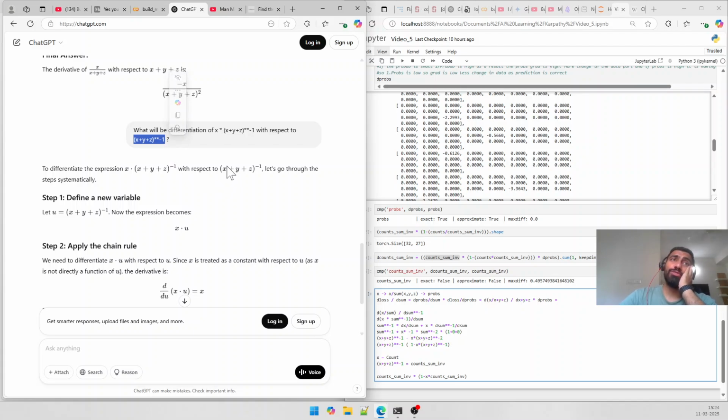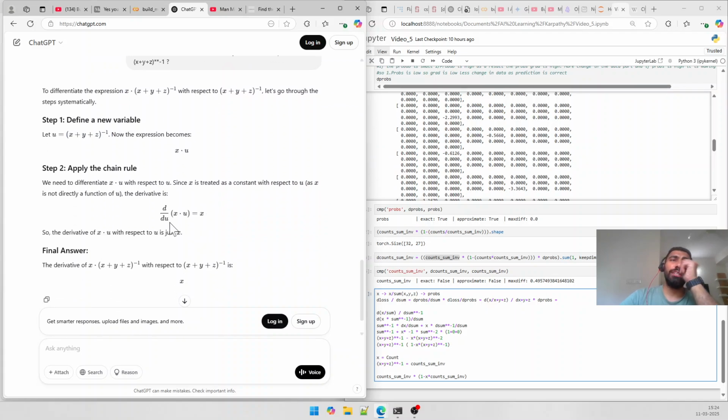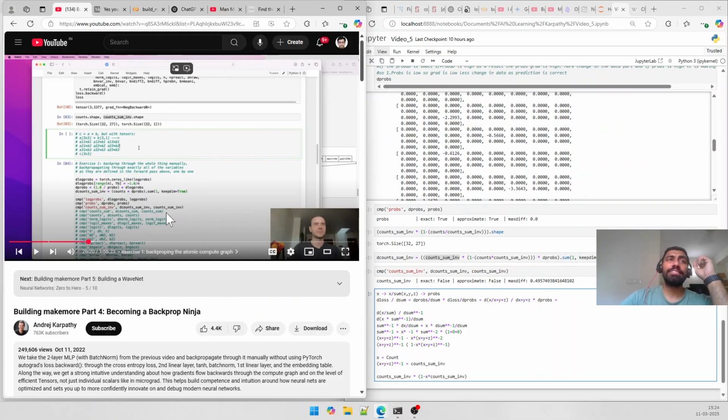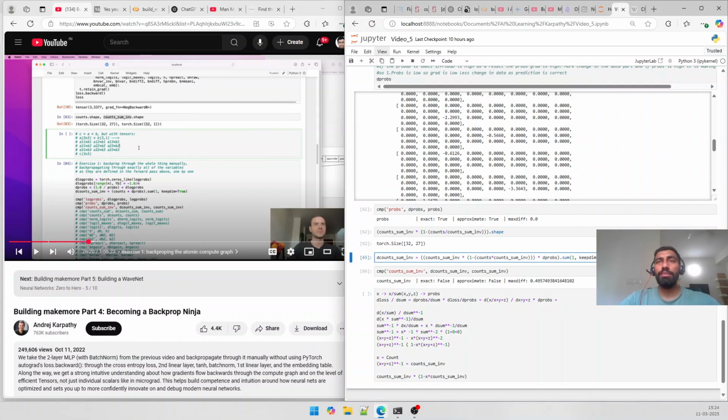What they did was they defined it as u, so x into u. Obviously we are differentiating dx into u by u, so x comes out and the answer is x, and that was the reason why you see just counts here. Nothing of these comes here.